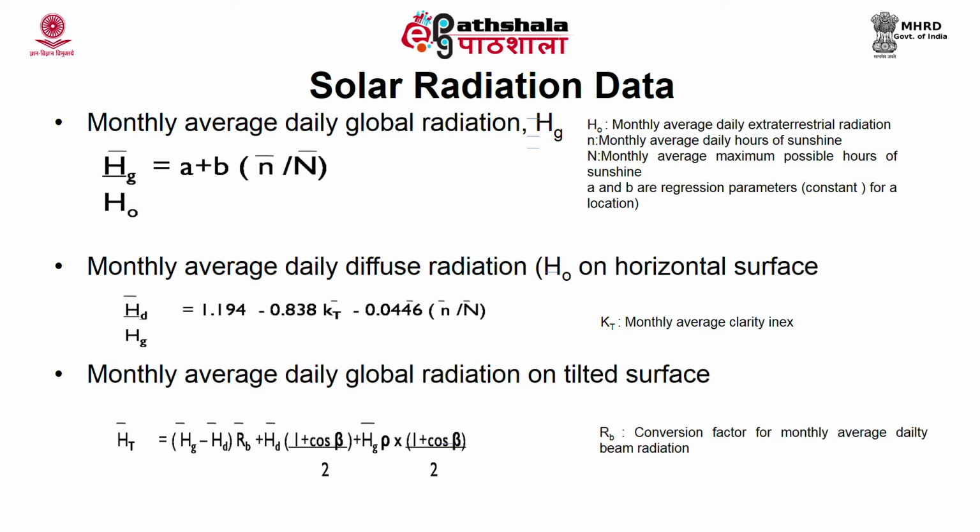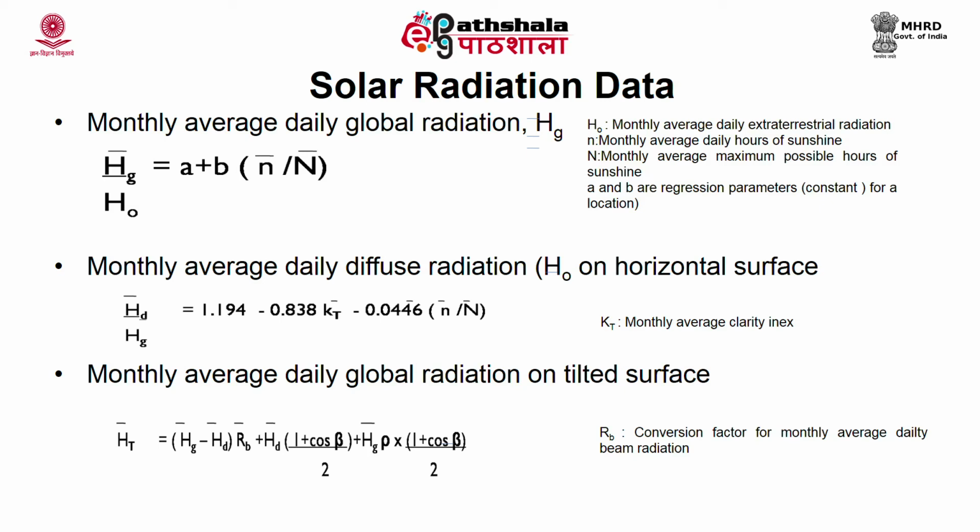So, the radiation at the tilted surface can be estimated by multiplying the conversion factor for monthly average daily beam radiation to the difference of Hg minus HD, plus HD bar into 1 plus cos beta by 2, plus Hg bar rho multiplied by 1 minus cos beta by 2, where beta is the slope angle or the tilt angle.